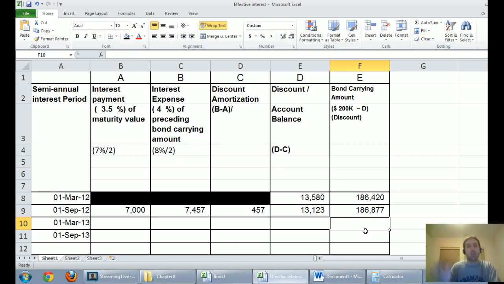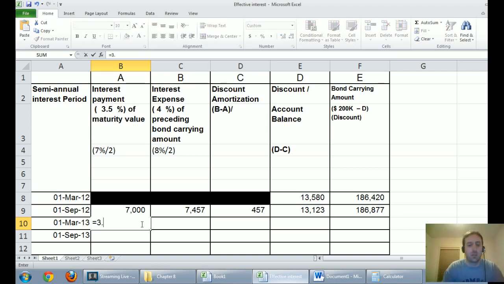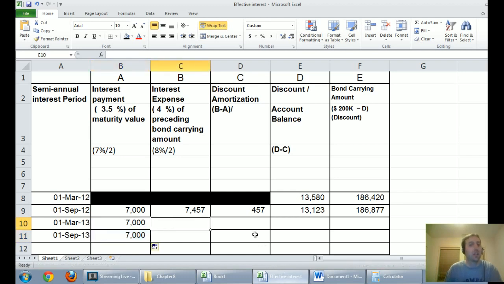I'm going to rinse, wash, and repeat here, doing the exact same process in the next row. Interest payment, 3.5% of maturity value: equals 3.5% times 200,000, still 7,000, and that's going to be 7,000 till the end of time. Interest expense, 4% of the preceding bond carrying amount. Here I go 4% times the bond carrying amount, and the preceding one was 186,877. I don't go back to the top; I just take the one from immediately before.